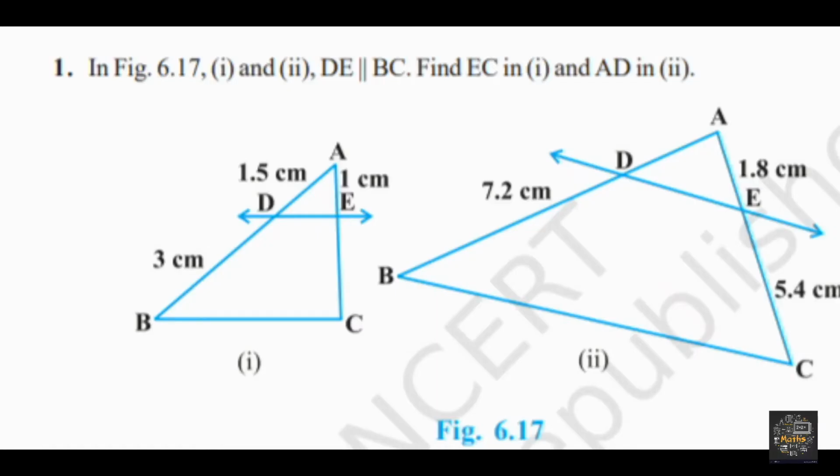Going to the first question, exercise 6.2. In figure 6.17, first question and second question, DE is parallel to BC. Find EC in the first question and AD in the second question.